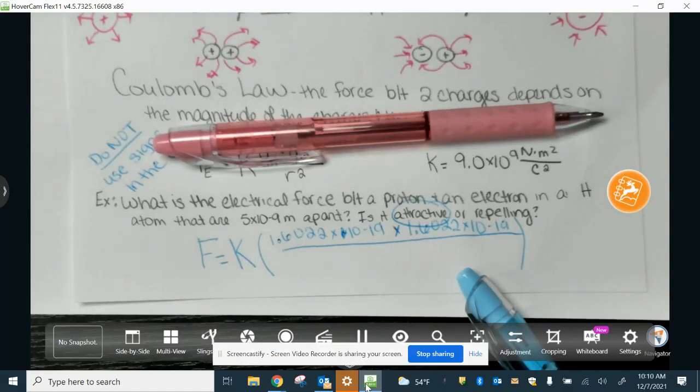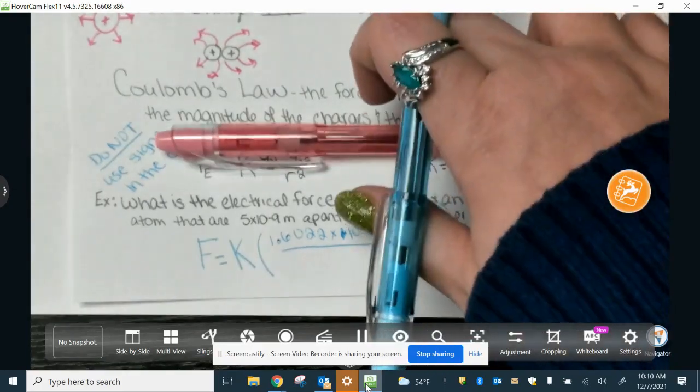16022. So it's not a big number, it's just a long number. It's a long number, it's a small number. Long and small. These are my charges from up here.